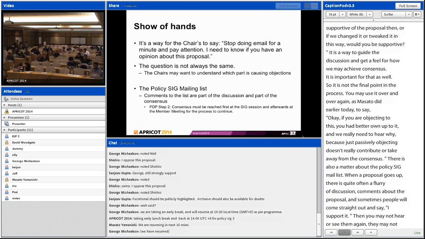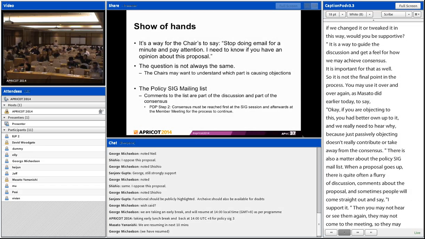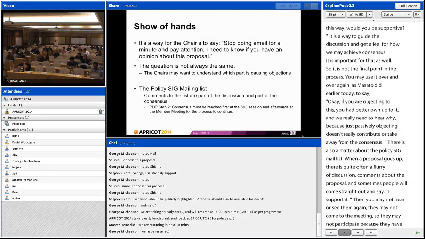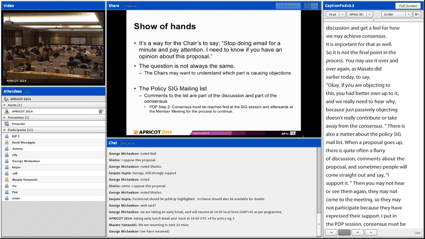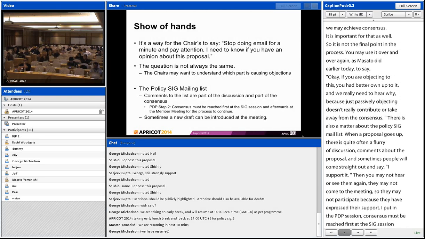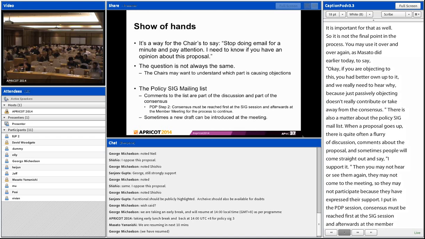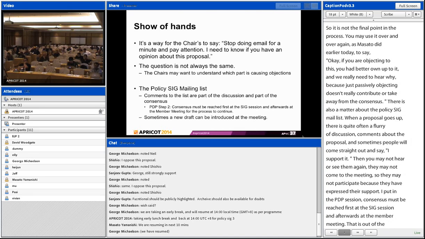And so I put in the PDP step there. Consensus must be reached first at the SIG session and afterwards at the member meeting. That's out of the policy development process policy. And so that's what we're trying to achieve. That's the point we're getting to. Oh, and that's the other thing. Sometimes we'll have a completely new draft at the meeting.